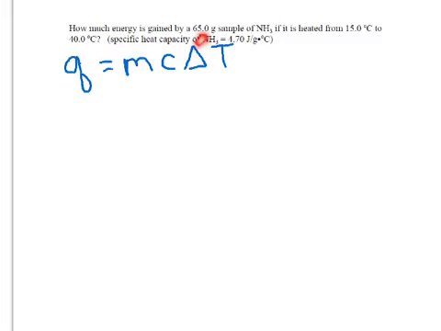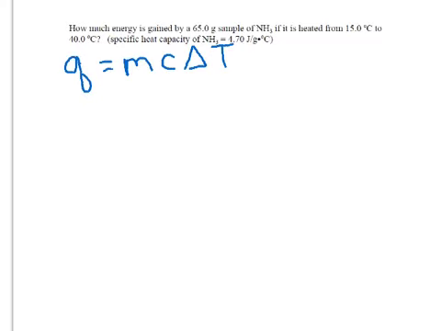It gives us the mass, 65 grams. It gives us the temperature range from 15 to 40. So the initial temperature would be 15. The final would be 40. And it gives us the C value right here, 4.70 joules per gram degree Celsius.